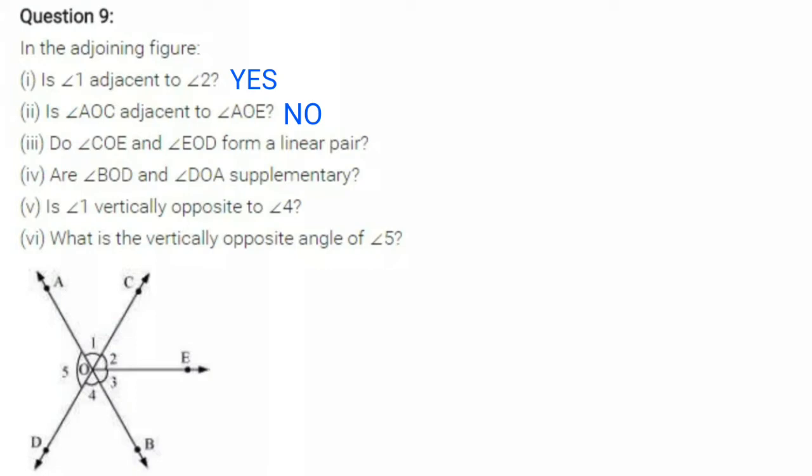Now come to your third bit. Do angle COE and angle EOD form a linear pair? It is yes, because they have a common vertex O and a common arm OE, as you see in the diagram, and their non-common arms that are OC and OD are in opposite directions and form a straight line.